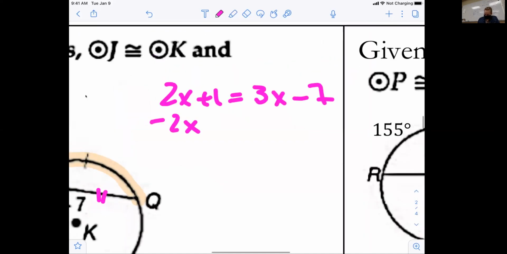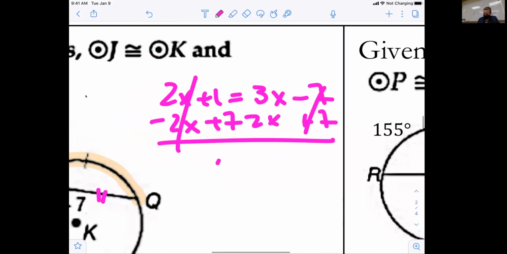Minus 2x from both sides. I also like to add 7 at the same time. You can do these in several steps. I'm just cleaning up. Oh, nice. And I got x equals 8.